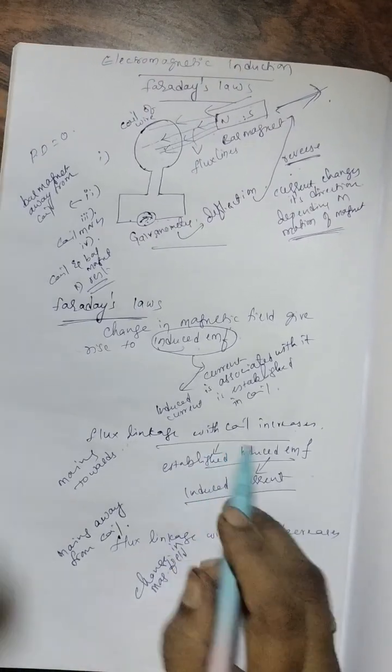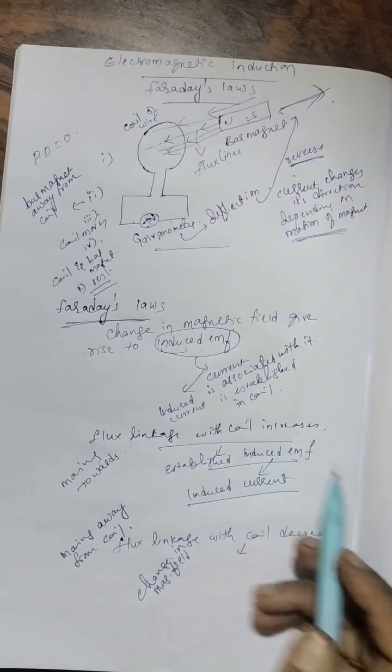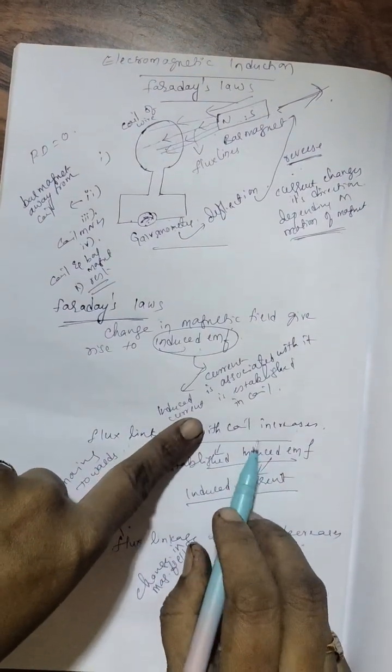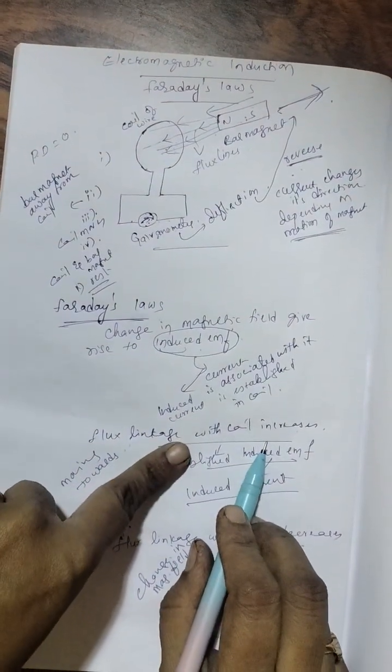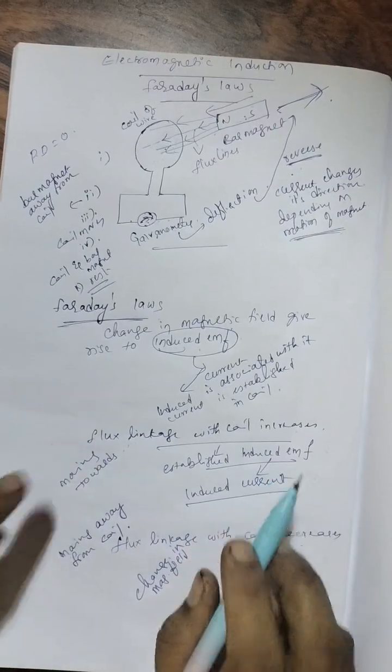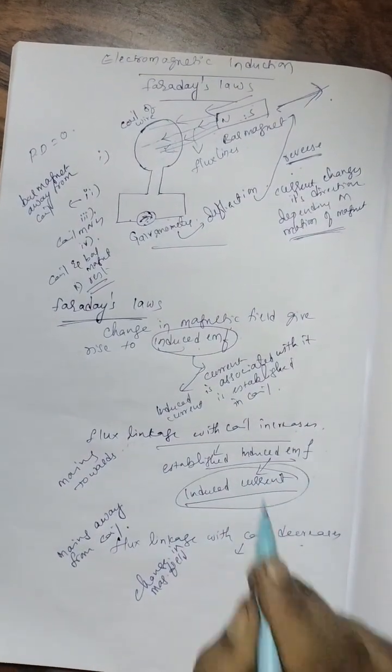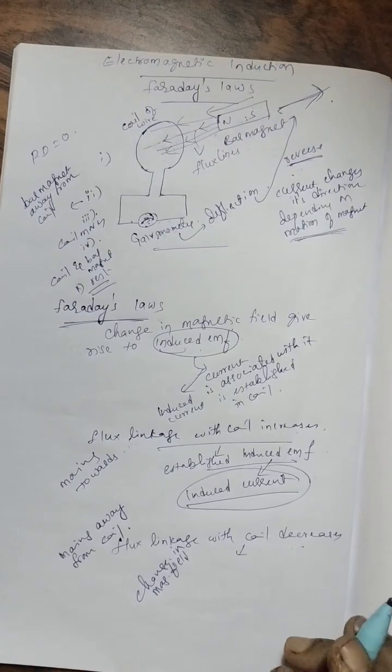Right? Here a uniform magnetic field is not there. It is increasing. Here in the second case it is decreasing, which means a change in magnetic field is happening. So we can say that the changes in magnetic field establish the induced currents in the coil.